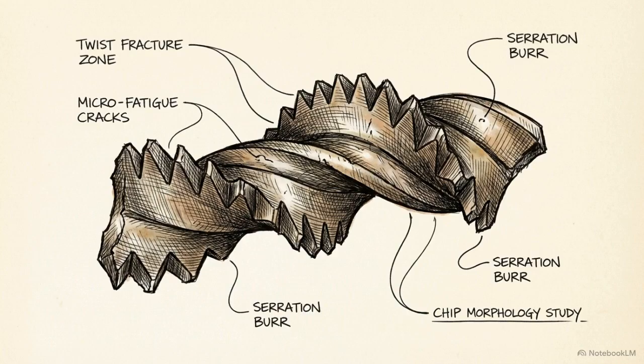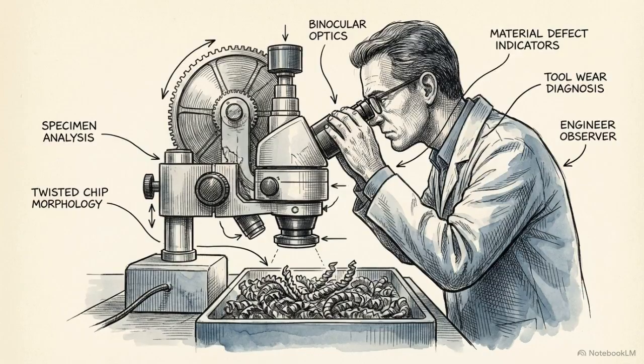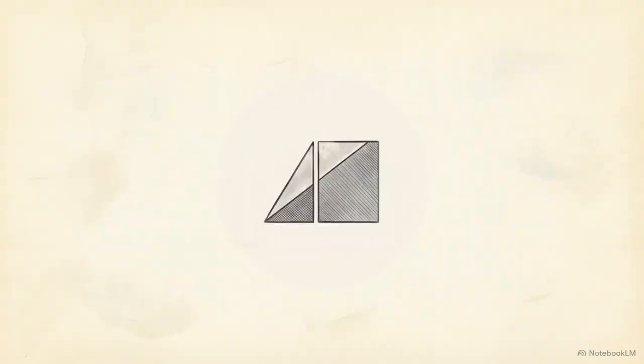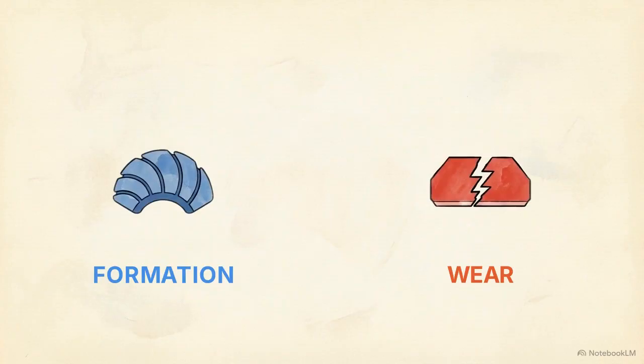They study chip morphology, the physical shape and structure of the discarded metal. That twisted scrap is a detailed physical recording of the cut itself. Protecting our tools and optimizing production requires us to read this metallic trash. We do that by breaking a cut down into two distinct phases, formation and wear.